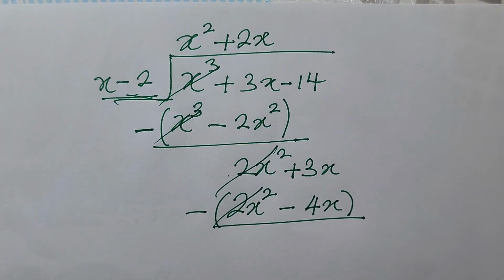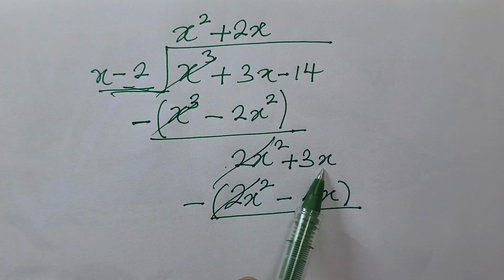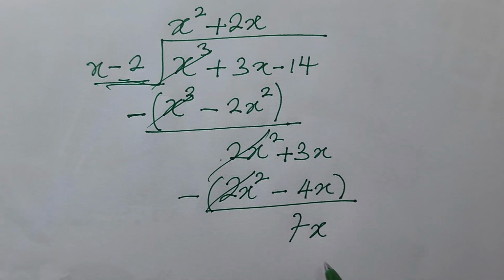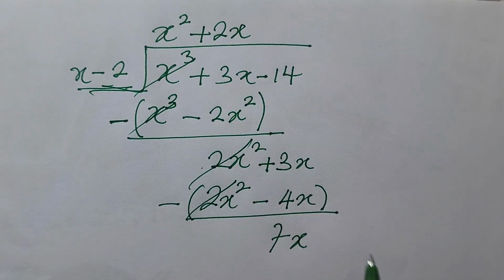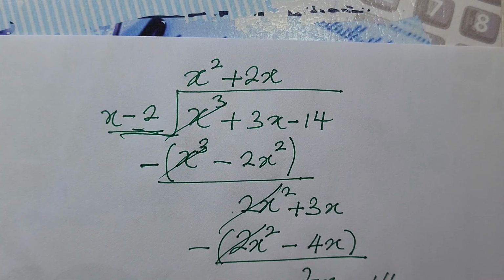This and this will leave again. The minus times this minus will give us plus. So we are having 3x plus 4x. This will give us 7x here. Then we bring the last term here, which is minus 14. We use this to divide this again.